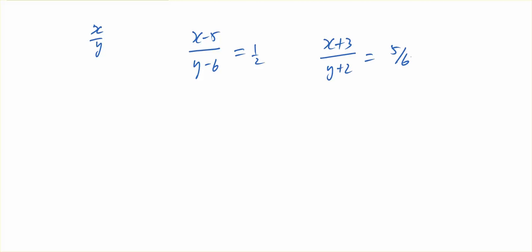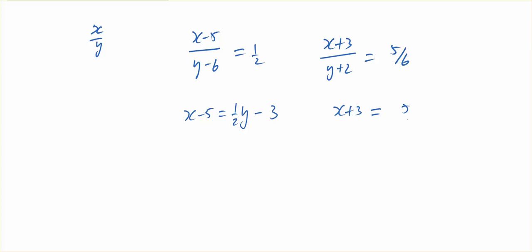Now, let's just simplify both equations. All I'm doing is multiplying both sides by y minus 6. So I get half y, minus half times negative 6, which is just negative 3. I'll do the same on this side. I'll leave the x plus 3 alone, and I'll multiply both sides by y plus 2.